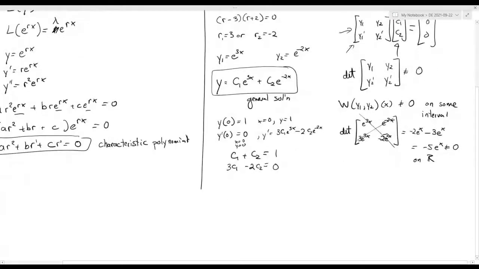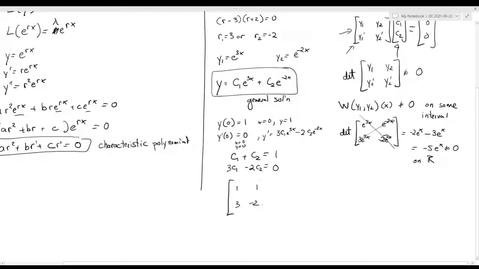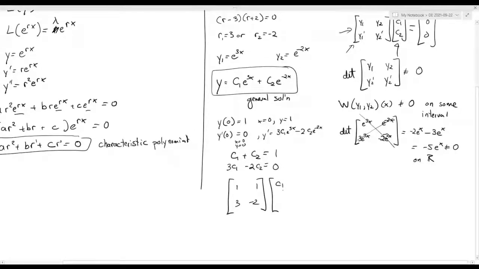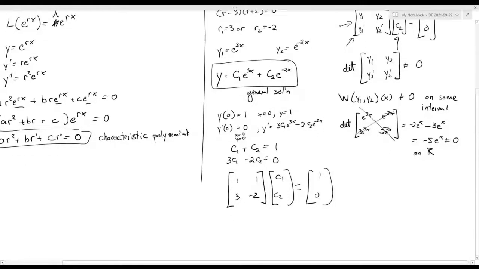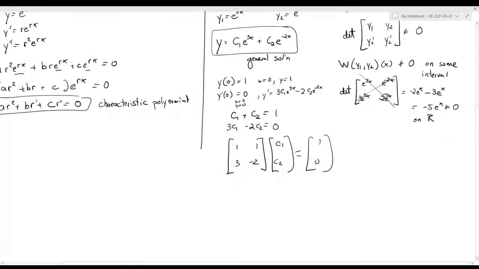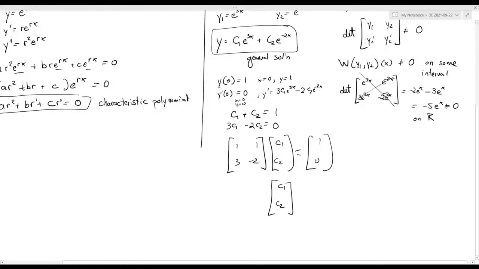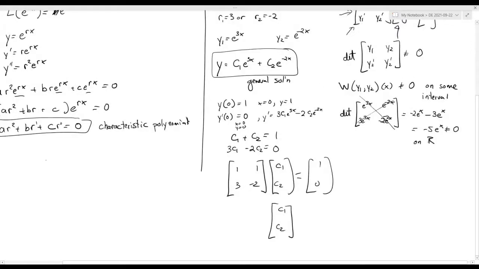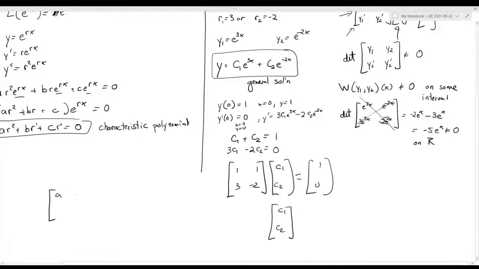and then we solve this in any way we would like. If we don't like matrices, solve for one variable in the first equation and plug into the second. I'll probably just write this as a matrix equation: coefficients, unknowns, equal to 1, 0. And this is invertible, so you can multiply both sides by the inverse. Do you remember the formula for the inverse of a 2 by 2 matrix?